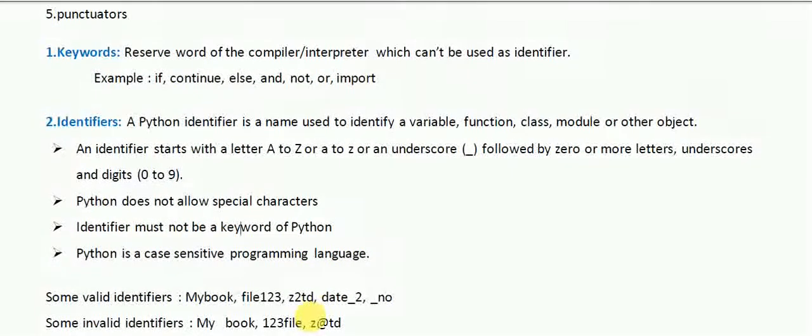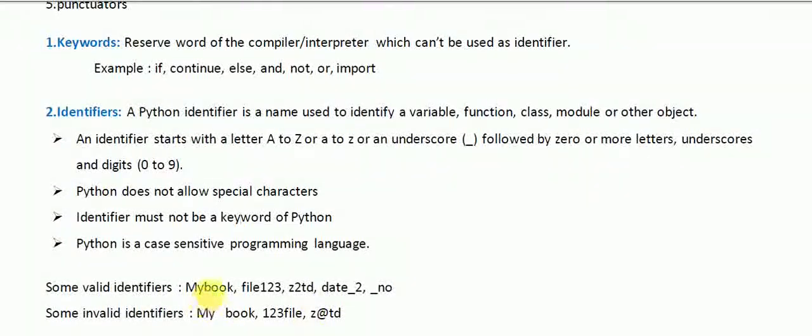So let's see some valid identifiers. Some valid identifiers are like mybook, since all are characters it is valid. Then file123, you are starting with characters and then putting digits, so it is also valid. Then Z, starting with a character, is also valid. You can use an underscore, but a minus cannot be used. And you can start an identifier name with an underscore.